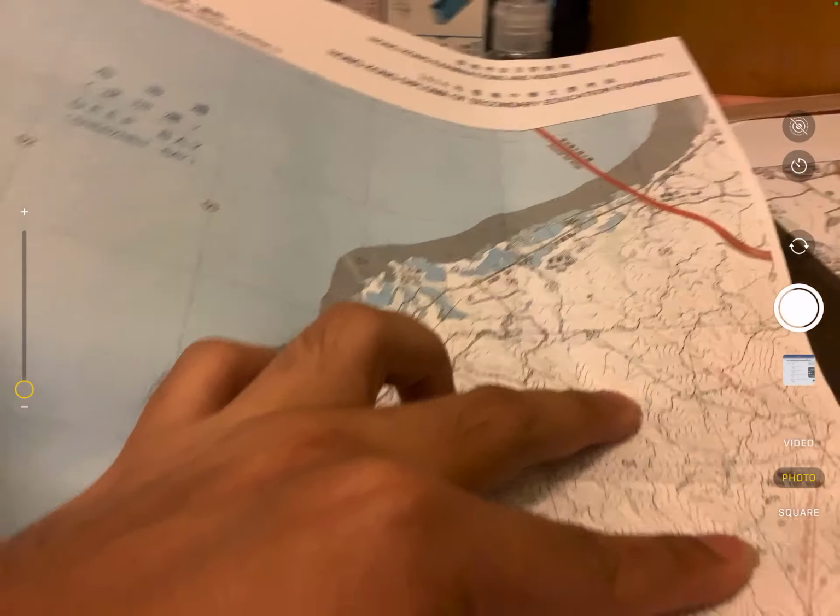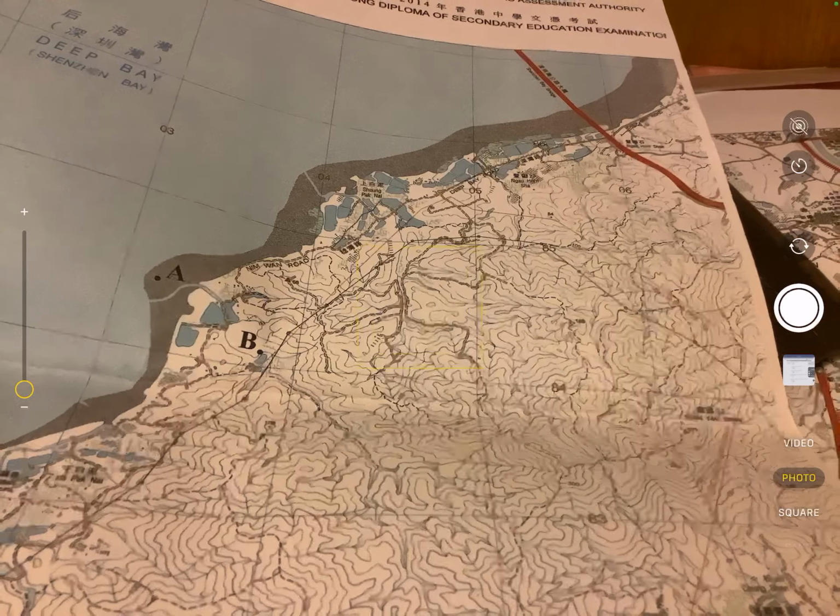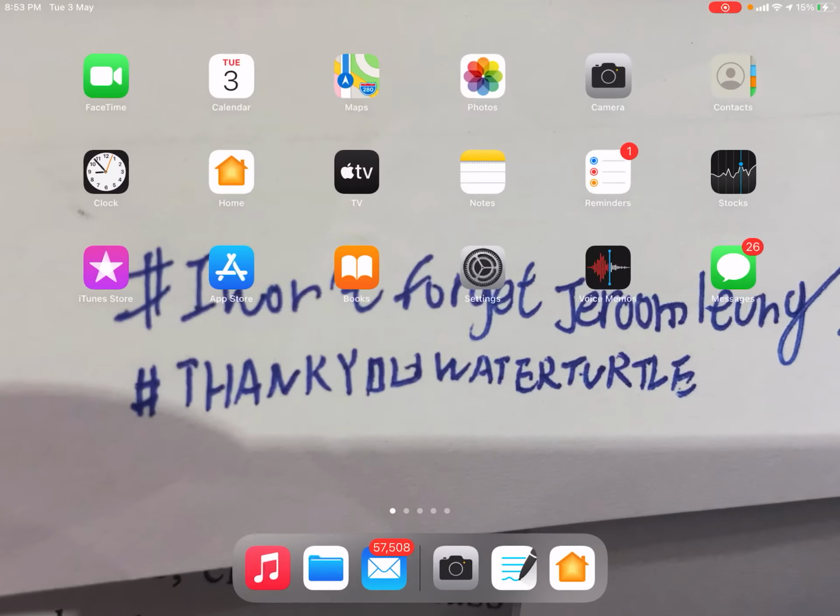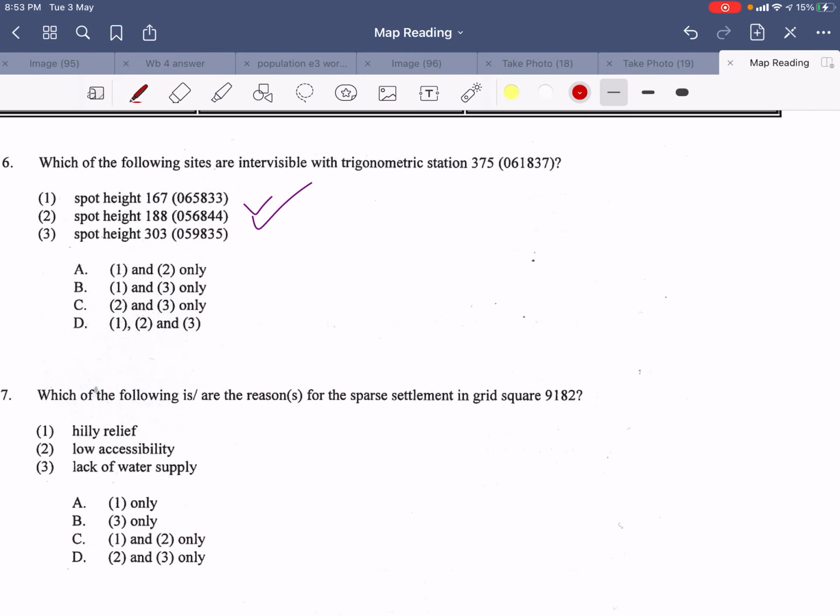Okay, and how about 167? 167 is here, and then also not much obstacle here. So accordingly, all of them can be visible. So the answer should be D. All of them are intervisible, so it should be D.